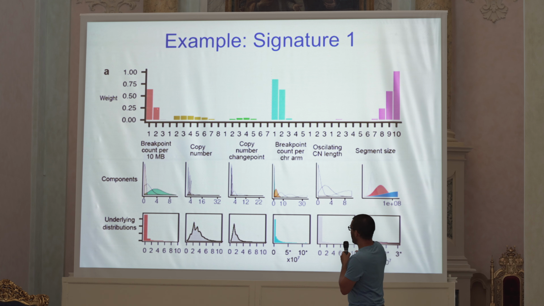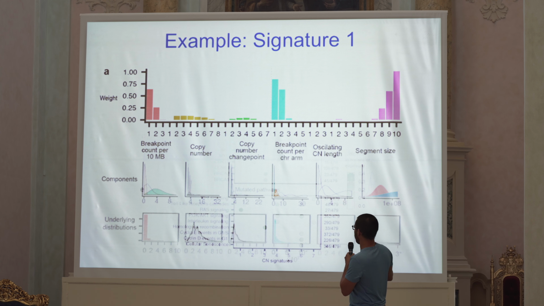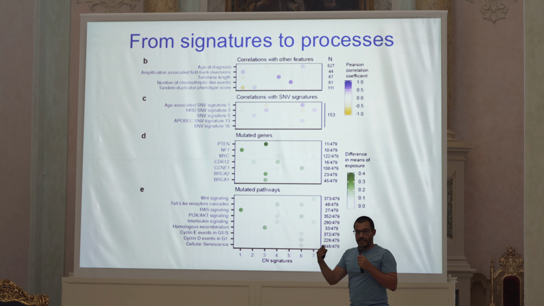So what you see here in the bar plot are the 36 features, like these 36 components of these different mixture distributions. And in signature 1, you see it's been characterized mostly by a small number of breakpoints per chromosome arm, and large segment size. So it gives you an idea how it looks.